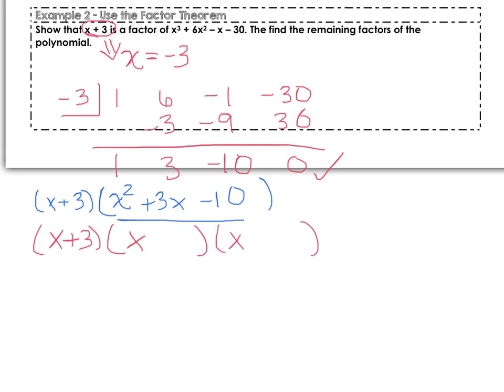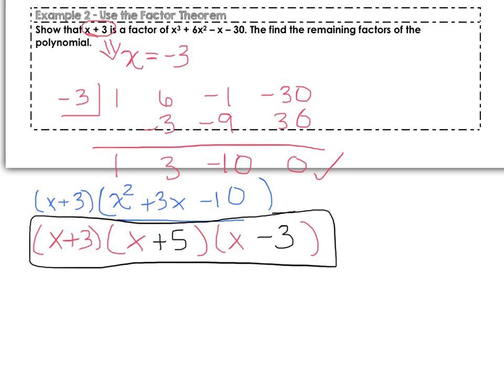where we have an x and an x because our a is 1. So now I ask us the question, what multiplies to be negative 10 and adds to be positive 3? Well, the answer is going to be a positive 5 and a negative 3. And now here is the complete factorization of this polynomial.